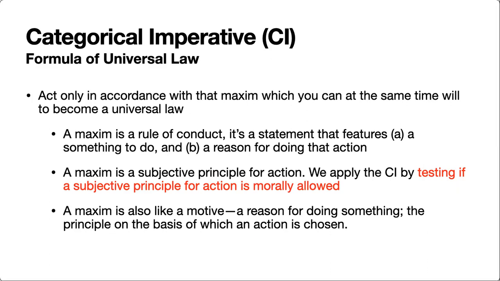So I've said this already, a maxim is also like a motive or a reason for doing something, the principle on the basis of which an action is chosen. Kantians believe that human action or human behavior is principled. It follows a certain maxim. So the idea is like this: we don't just make one-off choices, like what you're going to eat for dinner, or what you're going to wear. You don't just say, okay, what am I going to eat for dinner? Am I going to have a sandwich? Am I going to eat vegetables because I want to be healthy? Am I going to eat fish because that's what's available?